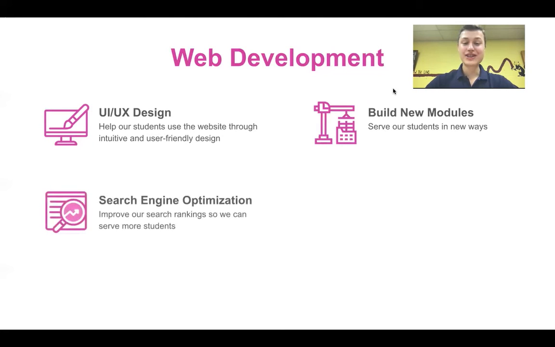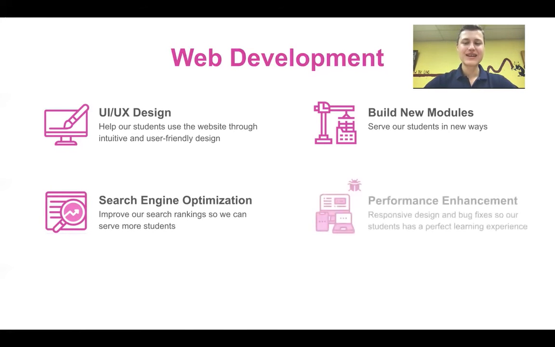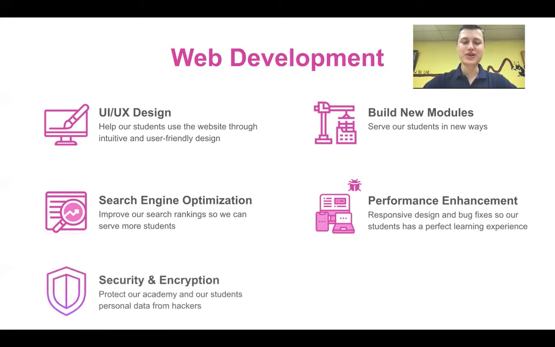We then have search engine optimization. So we're basically improving our search rankings so that more students will be able to find us and that we can serve a greater audience. We then have performance enhancement, and this is all about responsive design, fixing bugs and everything to make sure our students have a seamless and perfect learning experience. We then have security and encryption, which is about protecting our academy and our students' personal data from hackers, to make sure our entire organization is secure web-wise.